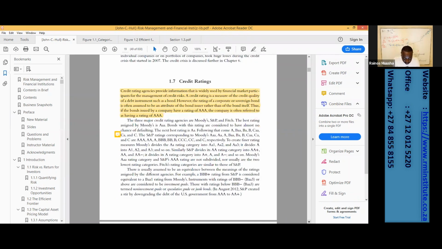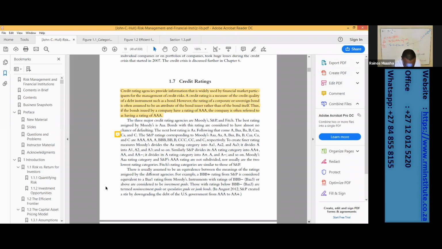Then lastly, in section 1.7, we also take into account credit ratings. Here they say the credit rating agencies provide information that is widely used by financial market participants for the management of credit risk. A credit rating is a measure of the credit quality of a debt instrument, such as a bond. However, the rating of a corporate or sovereign bond is often assumed to be an attribute of the bond issuer rather than the bond itself. Thus, if the bonds issued by a company have a rating of AAA, the company is often referred to as having a rating of AAA as well.